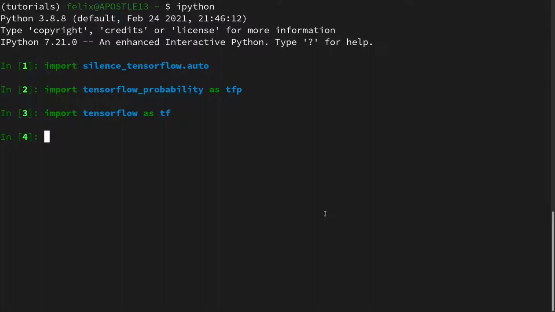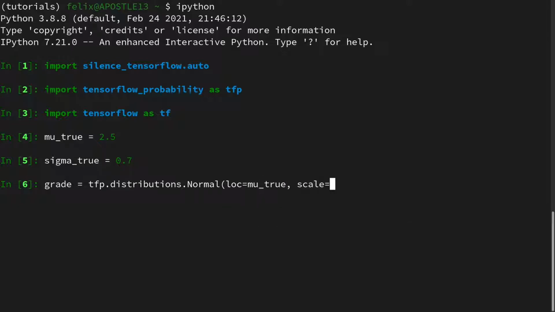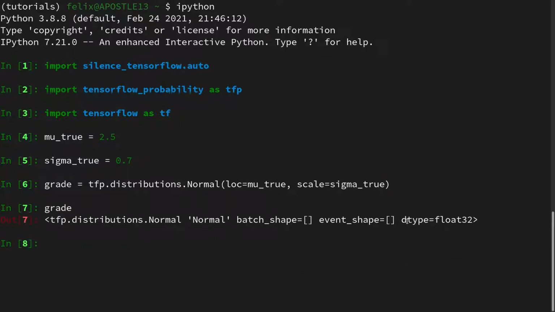For this, we first have to create a dataset, so we define a true mu and a true sigma of the distribution of crates, from which we then can create a sample of crates. And I will call this mu true. And let's say, for instance, the distribution is centered around 2.5, which is the average crate in Germany. And we have a sigma true of 0.7, standard deviation of 0.7. And then let's create a crate random variable, which is a normal distribution with a location according to the mu and a scale according to the sigma. And we can look at it and see it's a normal, no batch shape, no event shape, fantastic.